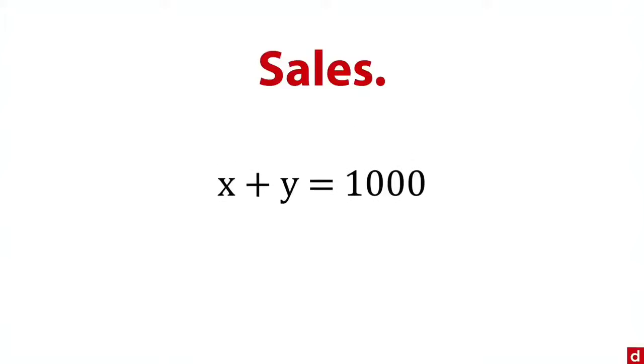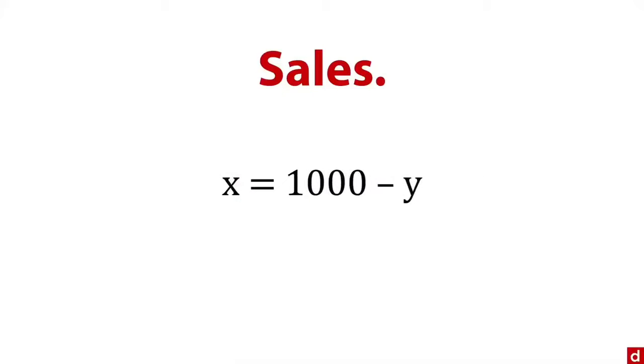Let's start with sales. Now, what I'm going to do is I'm going to try to isolate the values, and I'm going to do that by putting in this minus y on both sides. And then I can take that and I can subtract it. So I'm left with x is equal to 1,000 minus y. Normally you solve for y, but I solve for x. You'll see why in just a second.